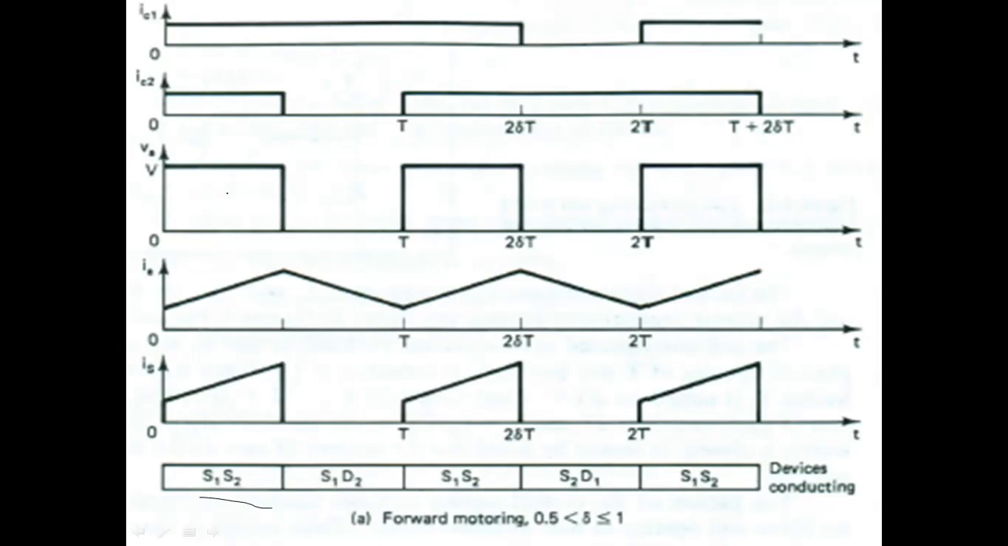So various waveforms are shown here for continuous conduction only. So remember that it is for continuous conduction only. So I said that before, the value for delta from 0.5 to 1, forward motoring. So what happens there? S1 and S2 cannot open simultaneously. So the instantaneous output will be either positive or 0. Positive means we will get the first quadrant. Average output will be in the first quadrant.